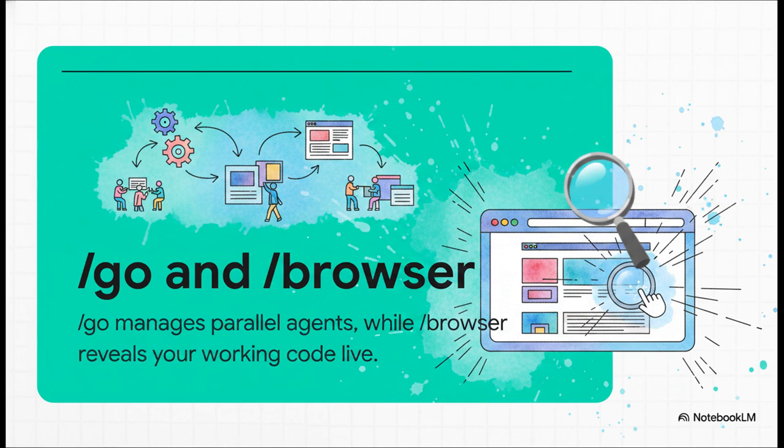First, you have the /go command. This acts like a project manager. It ensures that when one agent finishes the website layout, the next agent knows exactly where to add the colors and animations, keeping the whole parallel team organized.